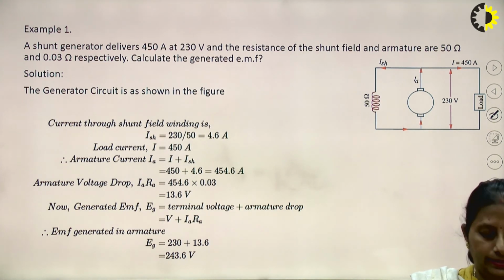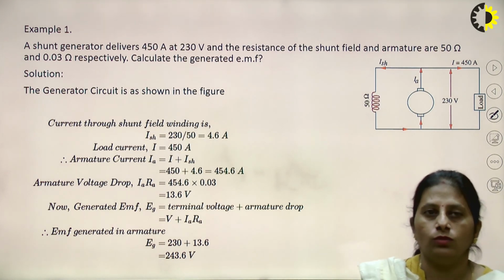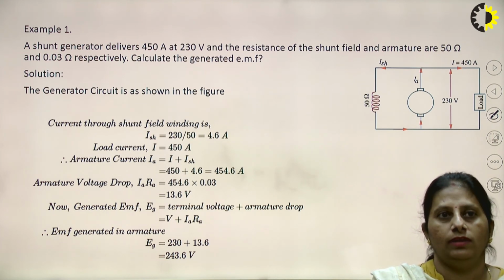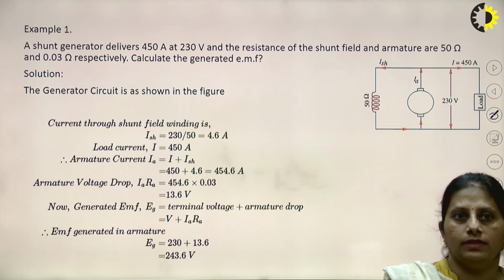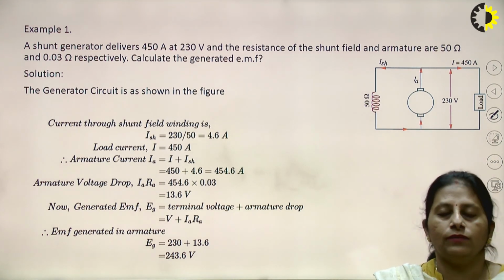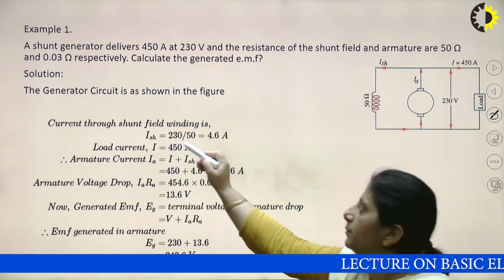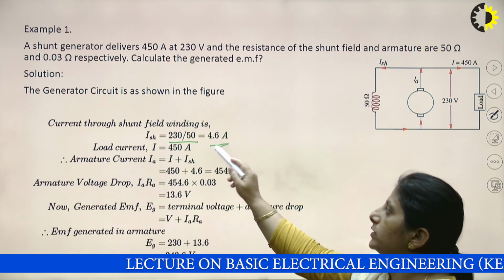Just going with an example: a shunt generator delivers 450 amperes at 230 volts, and the resistance of the shunt field and the armature are 50 ohms and 0.03 ohms respectively. Calculate the generated EMF, right? In this case, the generator circuit is very much visible to us. The current through the shunt field winding, ISH, would be given as V upon RSH. V is 230, shunt field resistance is 50, so the current is 4.6.